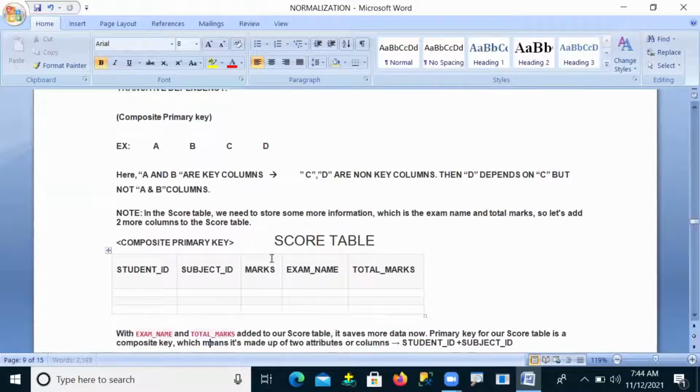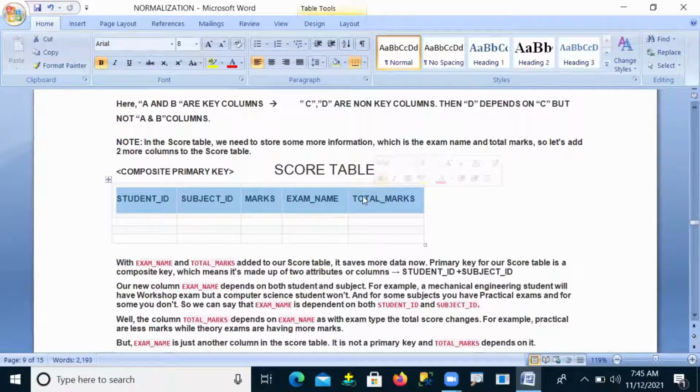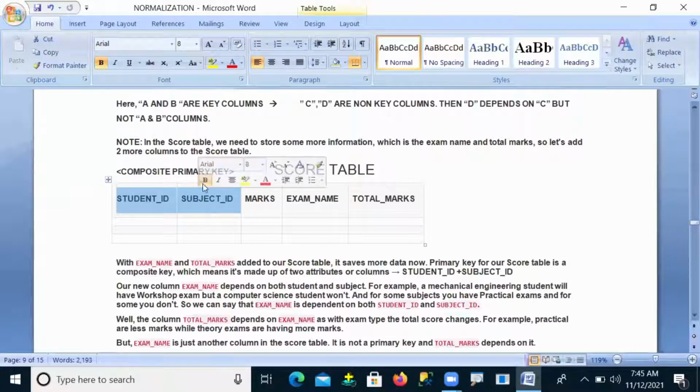And here, one example we discussed is the score table. In the score table, we have some columns like student ID, subject ID, marks, examination name, and total marks. Marks, examination name and total marks are the non-primary key columns. And subject ID and student ID are the composite primary key. It means that both are primary key columns.